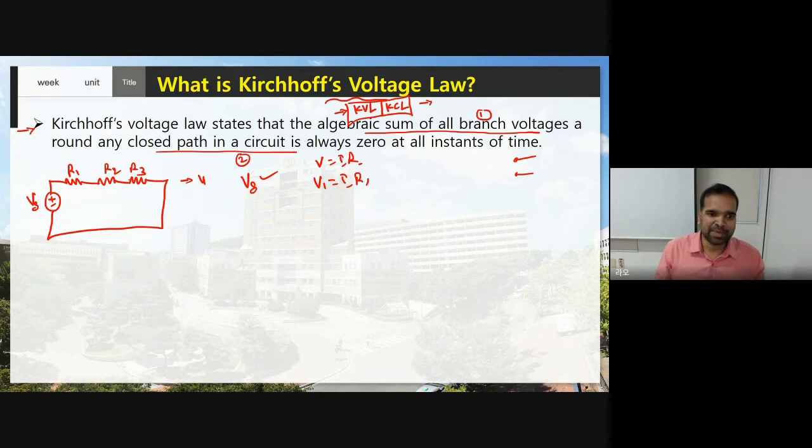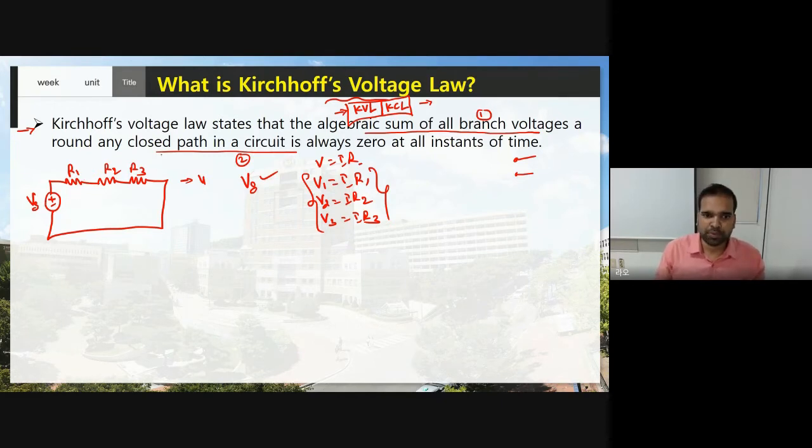These 3 components are connected in series. Therefore, the same current flows throughout this circuit. Then what would be the voltage drop at R2? V2 equals I R2, simple Ohm's law. What is the voltage drop at R3? V3 equals I R3. Now our first point is completed: the sum of all branch voltages. You know how many branches we have in the circuit, and you know the branch voltage at each component.